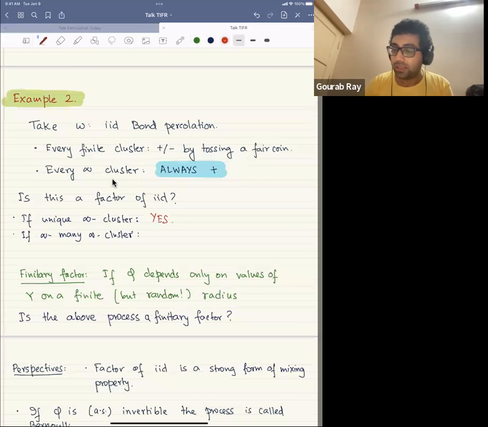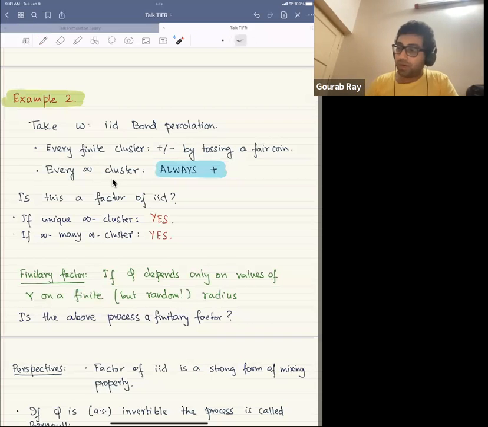And actually the same argument works even if there are infinitely many infinite clusters. So in this case also it's a factor of IID. Okay, so I hope there's some intuition behind what a factor of IID is, and how one might go ahead and construct such a process.